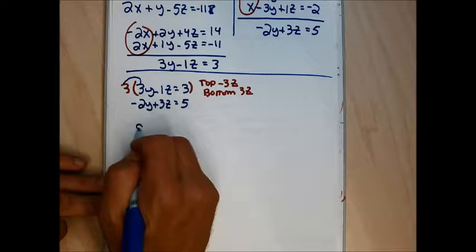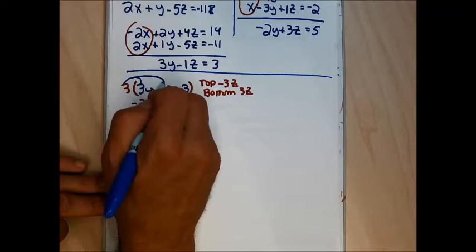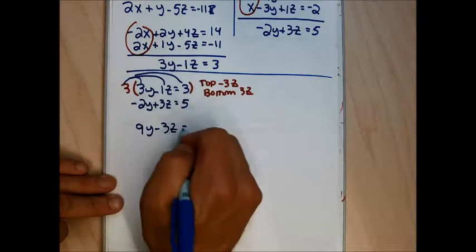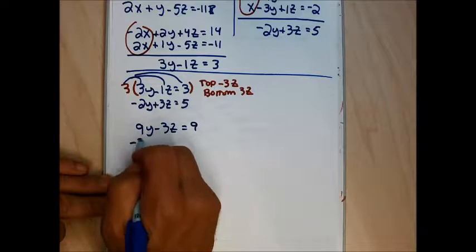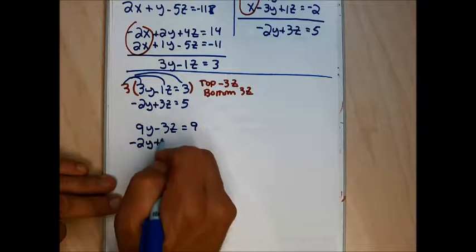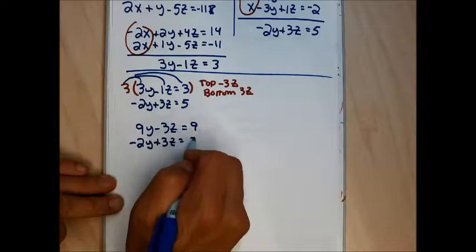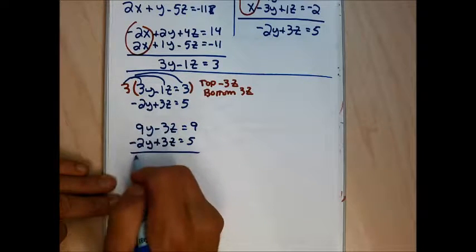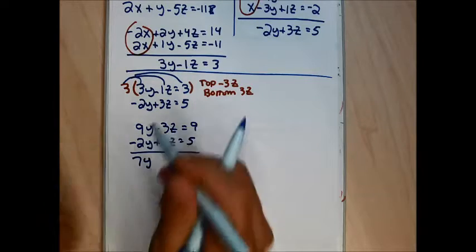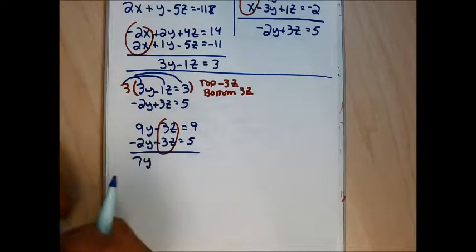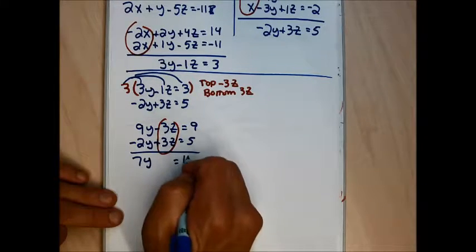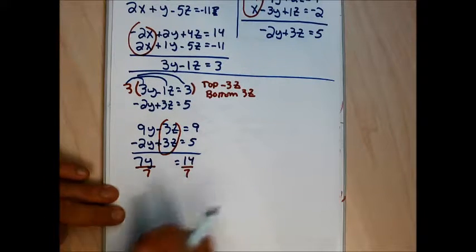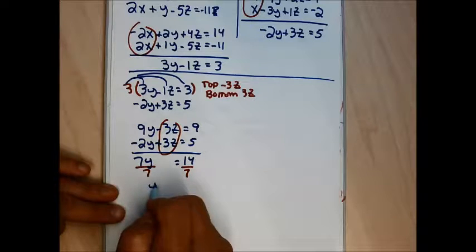3 times 3y is 9y. 3 times minus 1z is minus 3z. 3 times 3 is 9. I'm going to leave the bottom minus 2y plus 3z equal to 5. Now I'll combine these. 9y minus 2y is 7y. Force the z's to cancel. 9 plus 5 is 14. Divide by 7, divide by 7, and get y equal to 2.